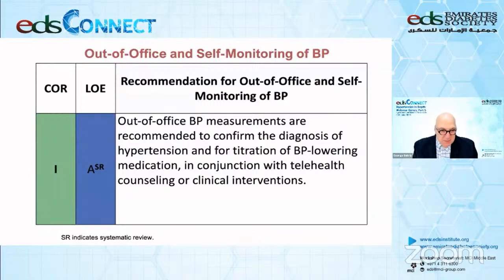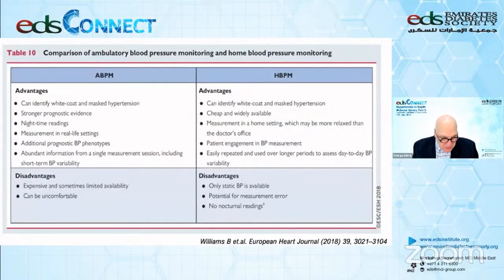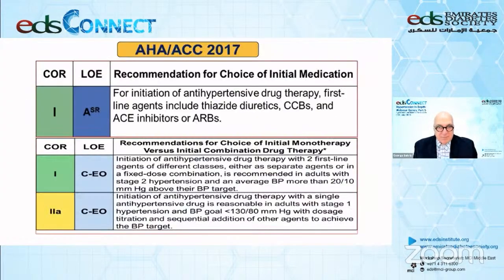Now, it's important to measure out-of-office blood pressure, critically important. That gives the patient information about their blood pressure. It's just like their blood sugar. And it's very important in helping managing the patient. White coat and masked hypertension are major players today. They contribute to cardiovascular risk, and you will never know if you have these problems if you don't measure blood pressure outside the office. So it's very important to do that. And this is the European guidelines saying the same thing.